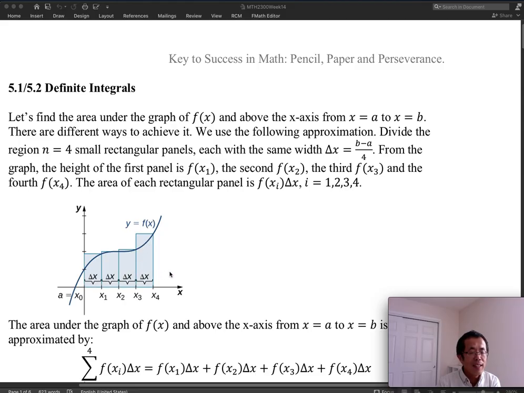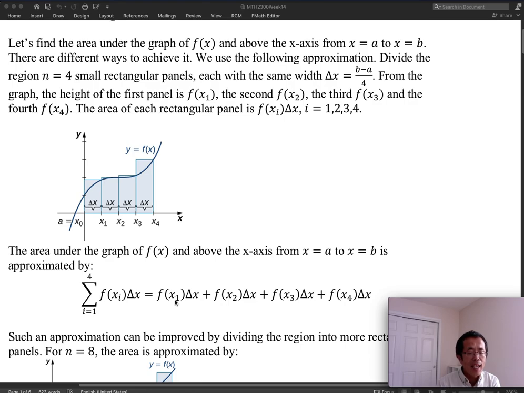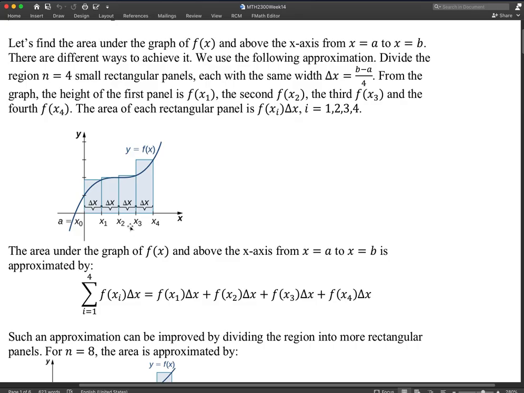And then if that is the case, when we add the areas of those rectangles together, it would be the estimated area for the region we want, right? And then let's take a quick look. What about the area of each rectangle here? As we said, we want to keep the discussion simple. So the width of each rectangular panel is the same, which is delta x.